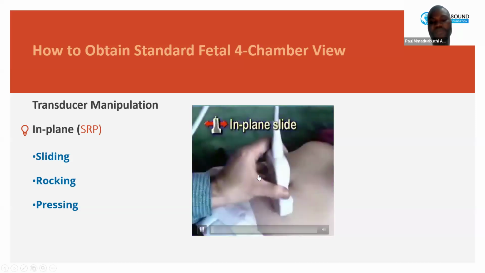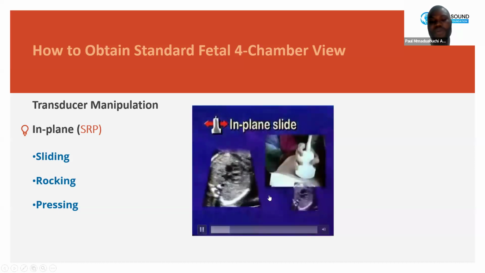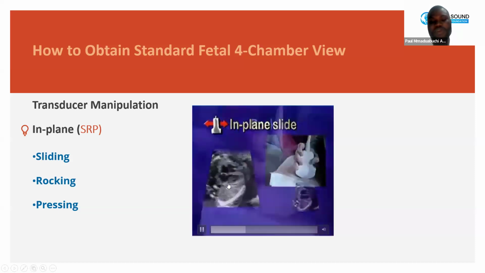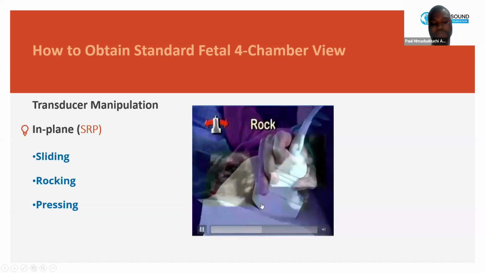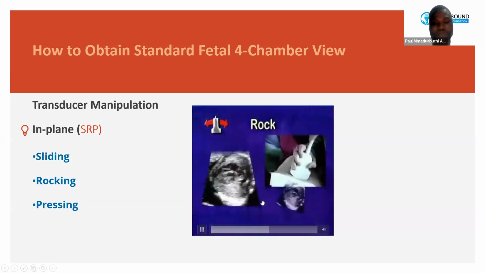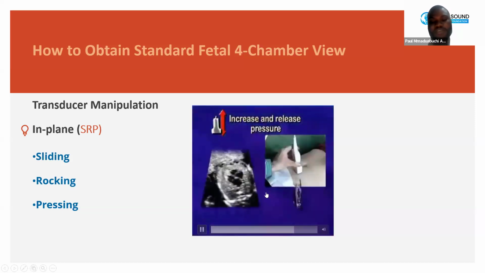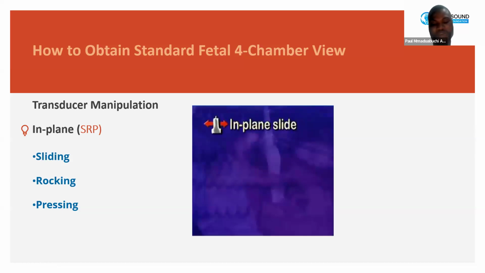So this is what it means when you are sliding your probe. You could see when you slide, the fetal thorax is either out of the plane or in the plane. This is rocking, which you use in terms of removing shadows, and this is pressing to displace any bowel between the abdominal wall and the uterus.